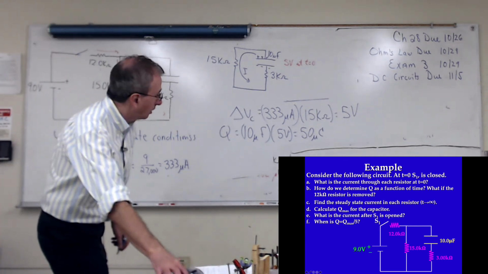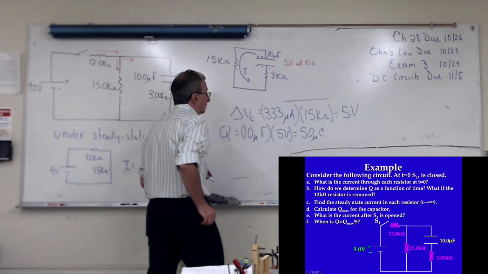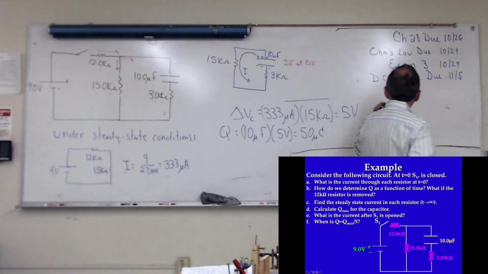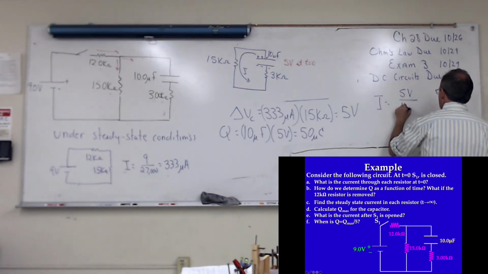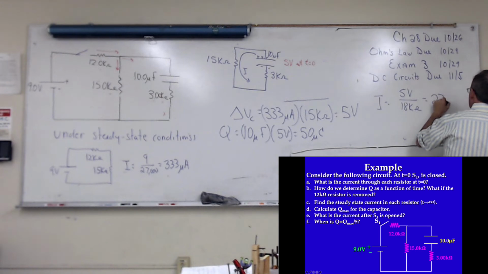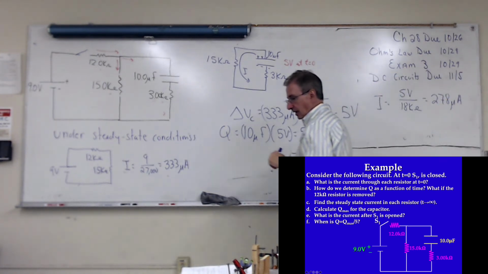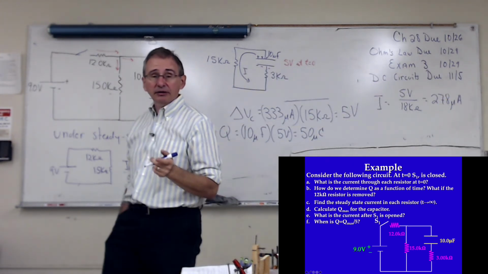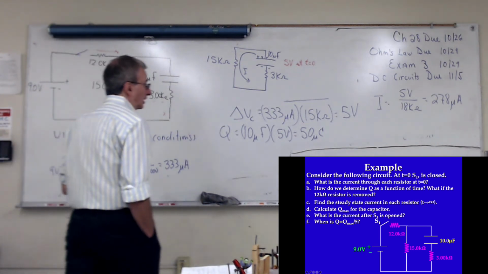So how much current is here? Well, I have 5 volts divided by 18 kilo ohms. This comes out to 278 microamps if you do it on a calculator, 5 divided by 18,000. And that's going to be the maximum current, correct? And so the current is going to decay exponentially.